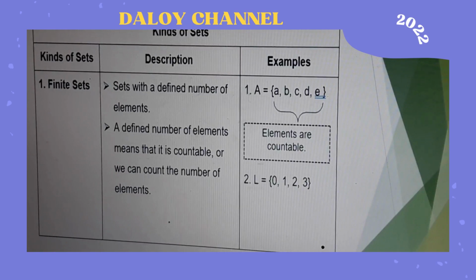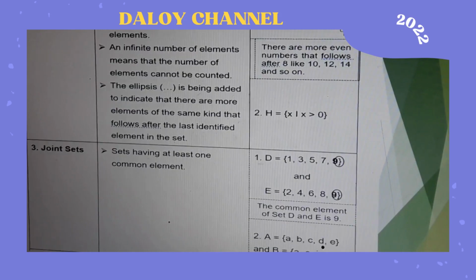First are finite sets. These are sets with a defined number of elements. A defined number of elements means that it is countable, or we can count the number of elements. For example, set A has the elements small letters a, b, c, d, e. Number 2, set L is equal to the set of numbers 0, 1, 2, 3. These are considered finite sets.